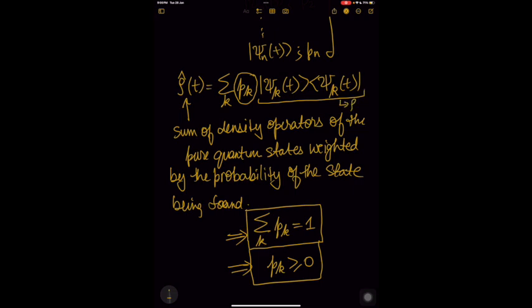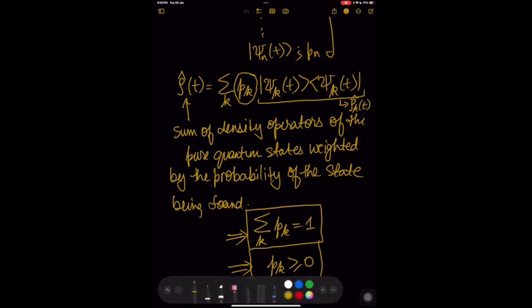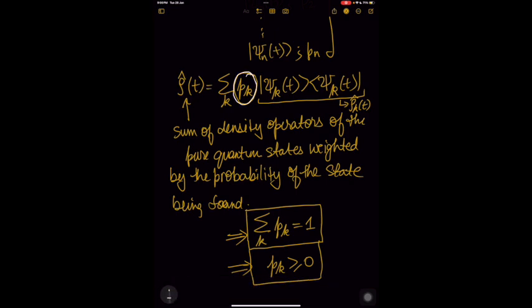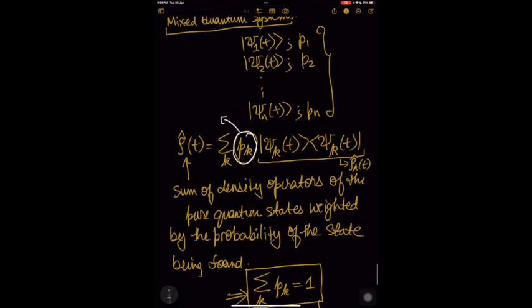So I'll call this rho_k. And this probability generally depends on thermal considerations.